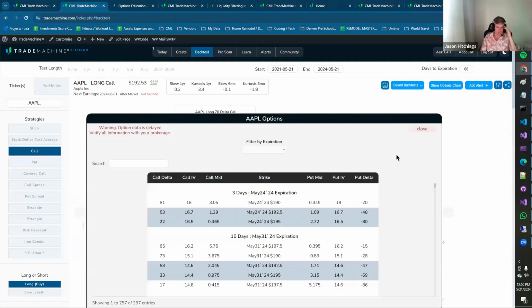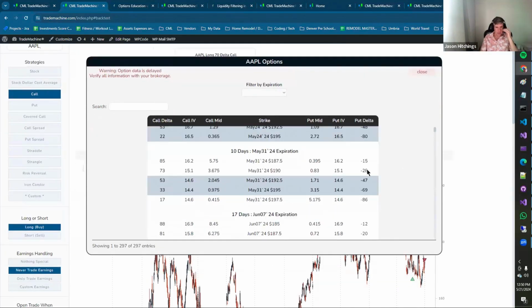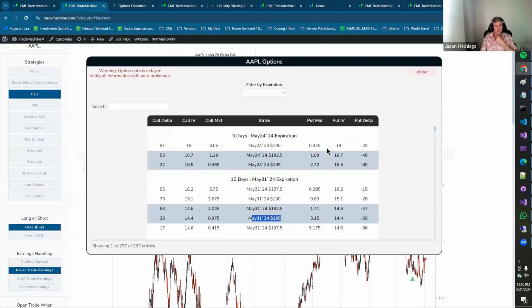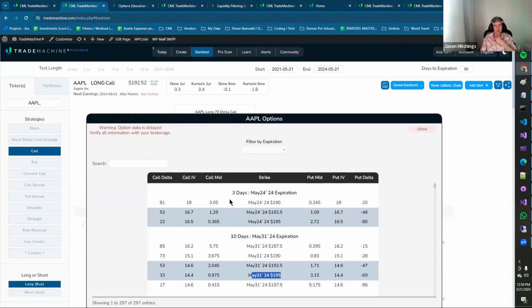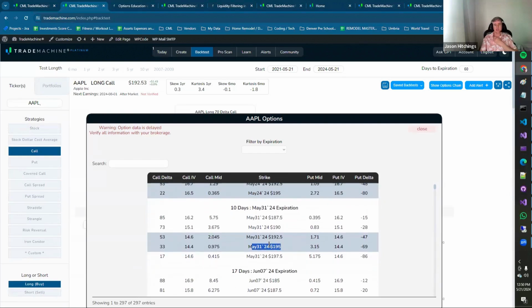See if this is pulling up as expected. So this is looking at Apple options. So looking at 195. Apple is currently trading at 192. Looking at the options that are expiring in 10 days, the 195s have a 33 delta. And the midpoint in terms of the price is about $1. The 197 is only $2 more out of the money, but they cost 50 cents less. They cost less than half as much.